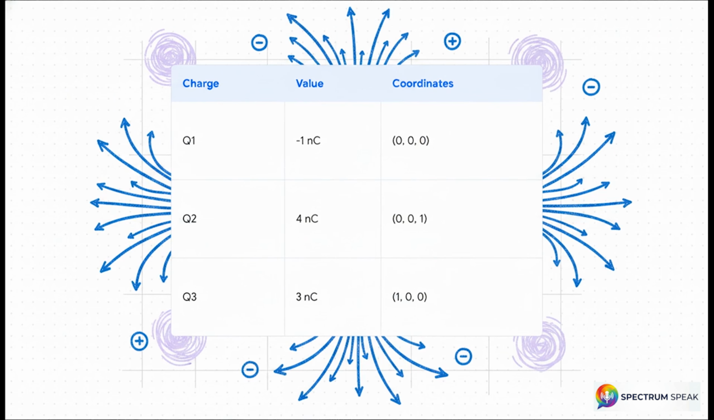Let's actually do this with a practical walkthrough problem so you can see it in action. This is example 4.14 straight from the text. We've got a system of 3 specific point charges. Q1 is -1 nanocoulomb, sitting right at the origin, 0, 0, 0. Q2 is 4 nanocoulombs up at 0, 0, 1. And Q3 is 3 nanocoulombs over at 1, 0, 0. Our objective here, find the total energy stored in this entire system.